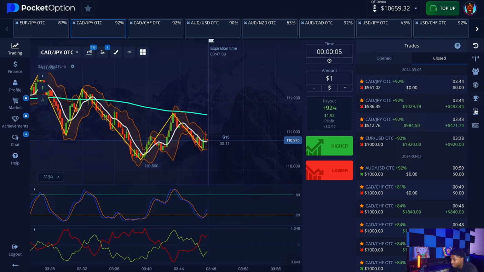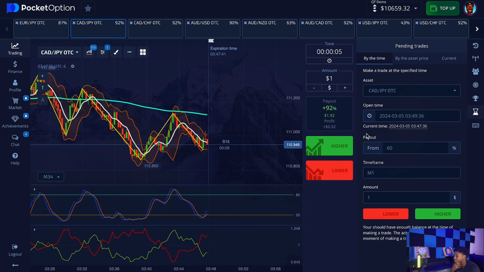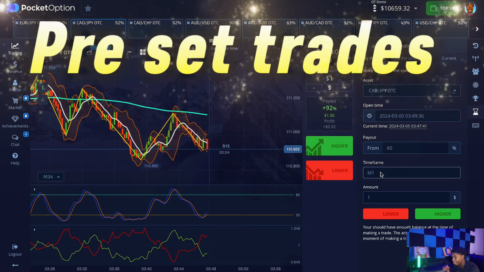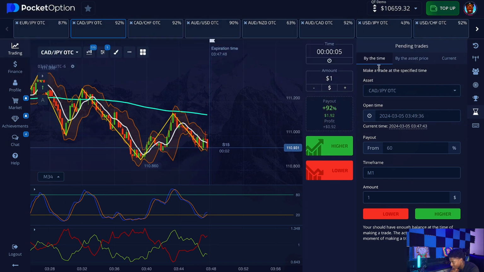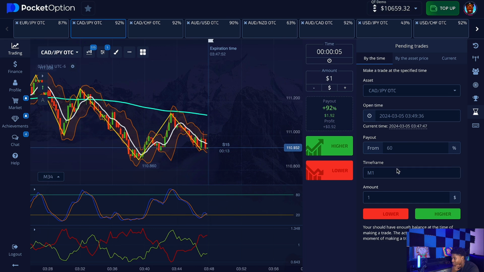Before we go, if you come here and press this hourglass right here, you can actually trade kind of like Forex, you know what I'm saying? This is trade by the time. This is when you want to set your time frame for 1 minute, whatever time you want to go ahead and trade on, and then you have your open time. Right now it's set for 3:49, and yes, guys, we are trading at 3:49 a.m.